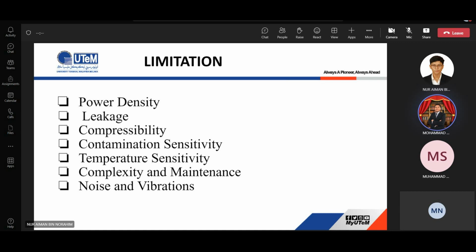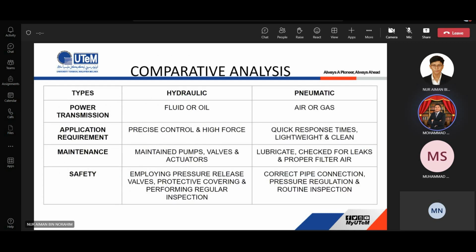Limitations, first, power density, leakage, compressibility, contamination sensitivity, complexity and maintenance, noise and vibration. And then for the next one.